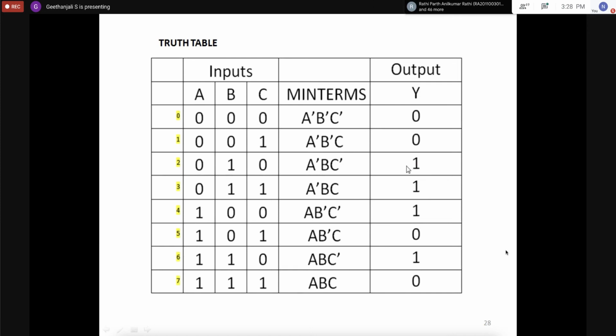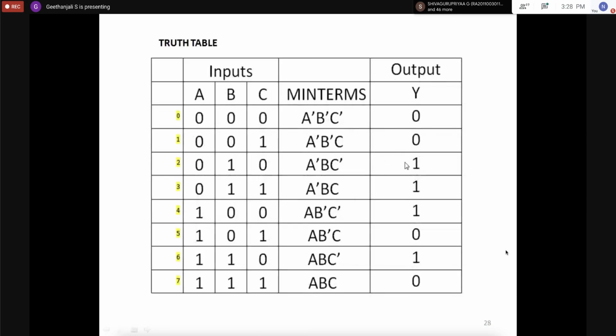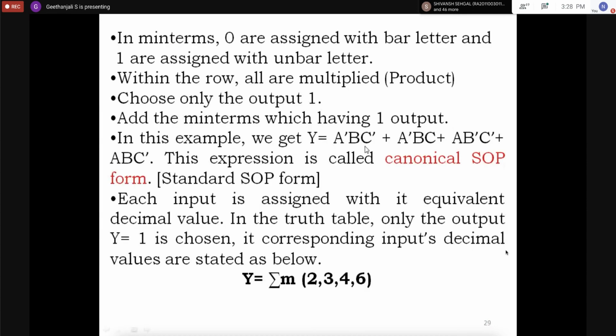Wherever you are seeing 1, that expression you have to add. This term will come, this term will come, this term will come, this term will come. Here four ones are there, no? 1, 2, 3, 4. The corresponding four terms will be present in the output.